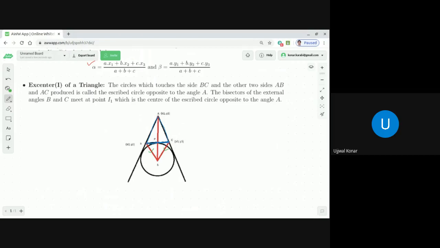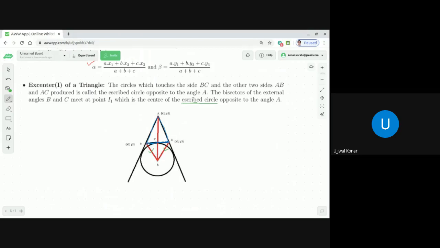Now that point is known as the excenter of the ascribed circle. That is why there is a new term I coined here, called the ascribed circle, opposite to the angle A. Got it? So let me repeat once more.